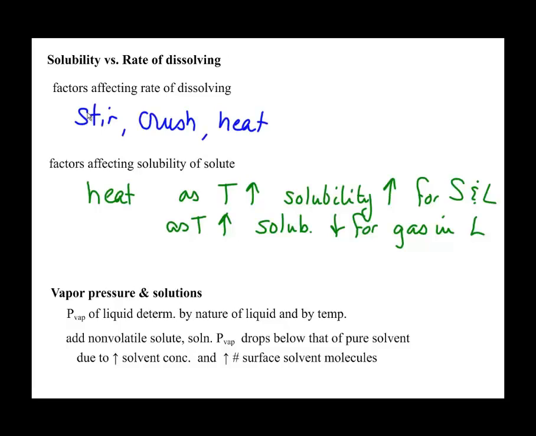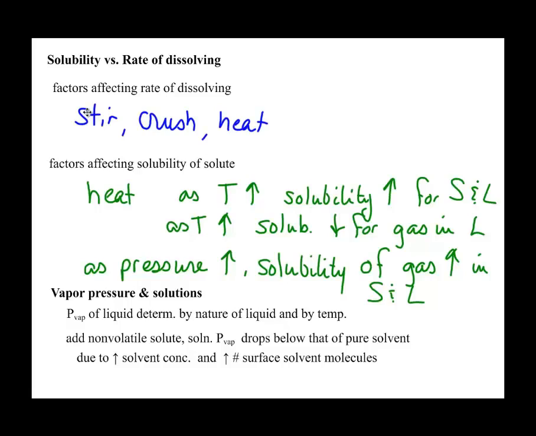The higher the pressure, the greater the solubility of a gas in a liquid or a solid. Vapor pressure, again, is the pressure of vapor above the surface of a liquid or, in this case, of a solution. And the particles that get into the vapor are, in the case of a solution, both solvent particles and solute particles.